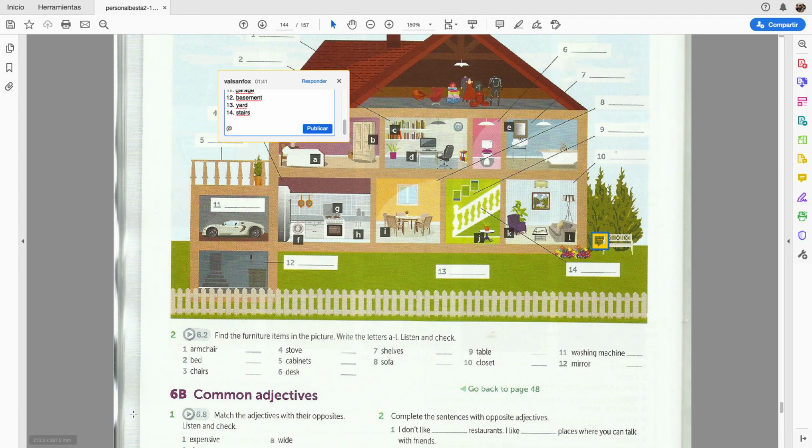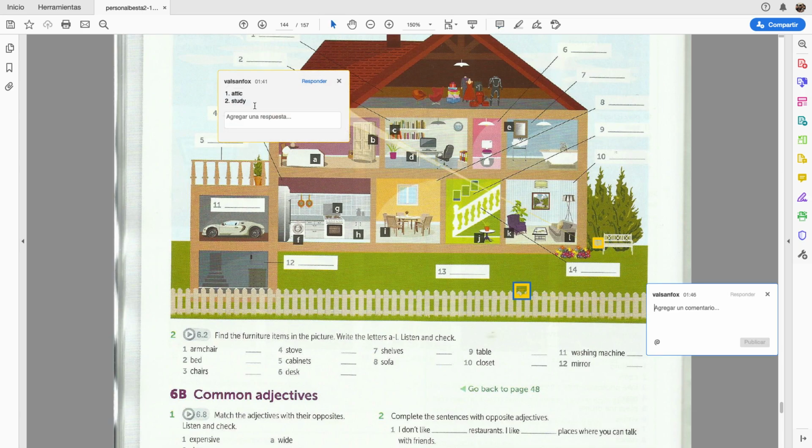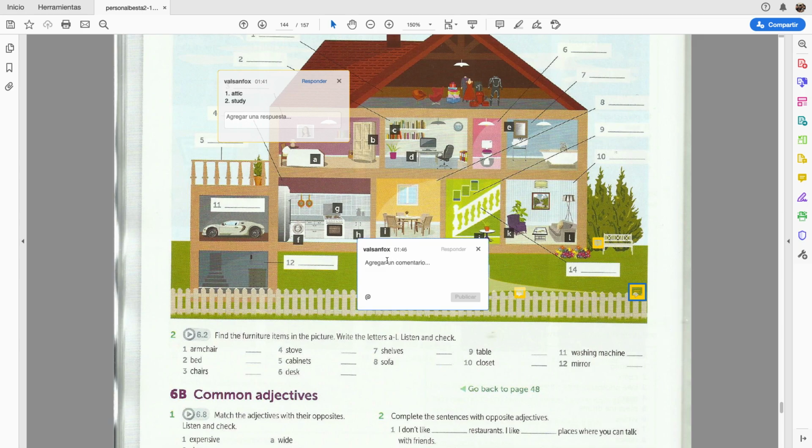First, you listen and repeat. Number one, armchair, bed, chairs, stove, cabinets, desk, shelves, sofa, table, closet, washing machine, and a mirror. Yep. So now we are going to write here the answers. There you have the answers for the previous exercise. And here we are going to get the answers for this exercise, the one in which we need to match every furniture with every place at home.